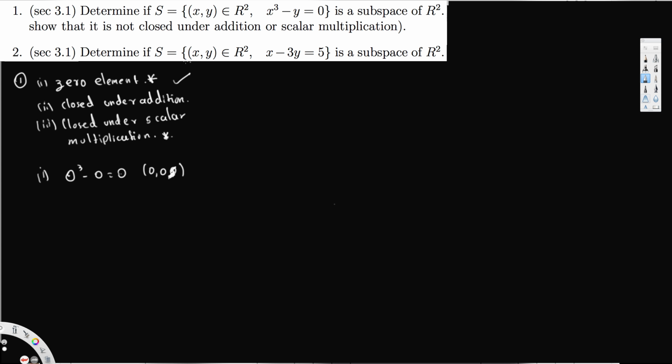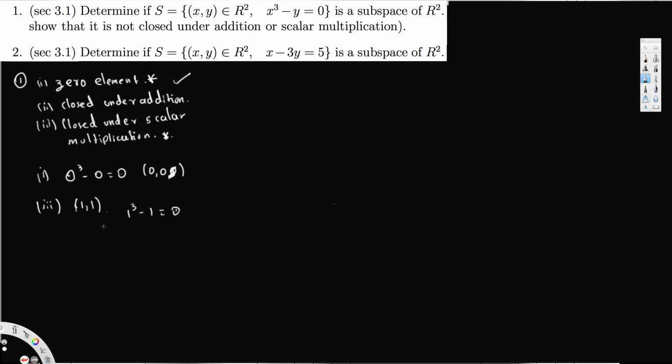Now I have to check whether it is closed under scalar multiplication and closed under addition. Addition is easy to check, so let's go to the third one. Let's pick a point, for example (1, 1). If you cube the first value and subtract the second value, that should give you 0. (1, 1) makes this true because 1 cubed minus 1 is equal to 0.